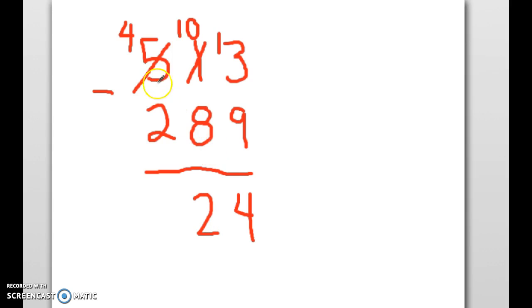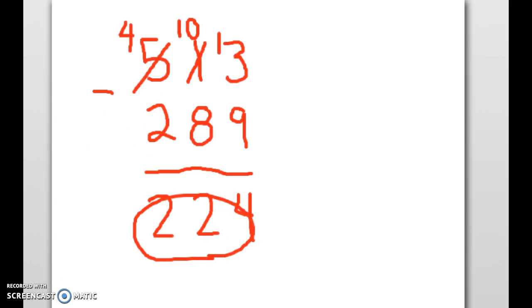Now we move on to the hundreds place where we have a 4 and a 2 remaining. And take away 2 from 4 is 2, and so you drop that number down and your resulting number is 244.